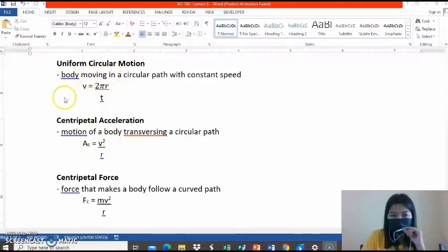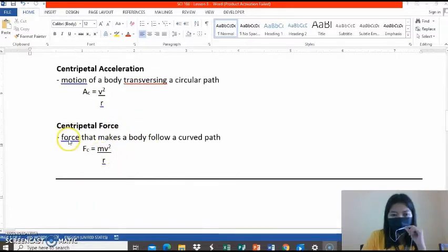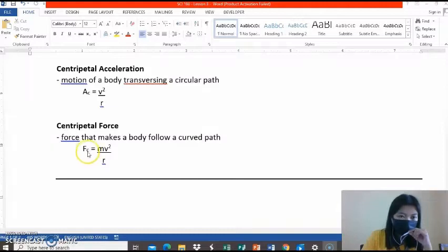So, yung speed, ang ginamit nating formula ay itong sa uniform circular motion divided by the radius. Next one, we're going to get also centripetal force. So, the force that makes the body follow a curved path or a circular path. So, we have here force or centripetal force is equal to the mass multiplied to speed squared divided by radius. So, ganun lang kasimple yung susundan na mga formula.